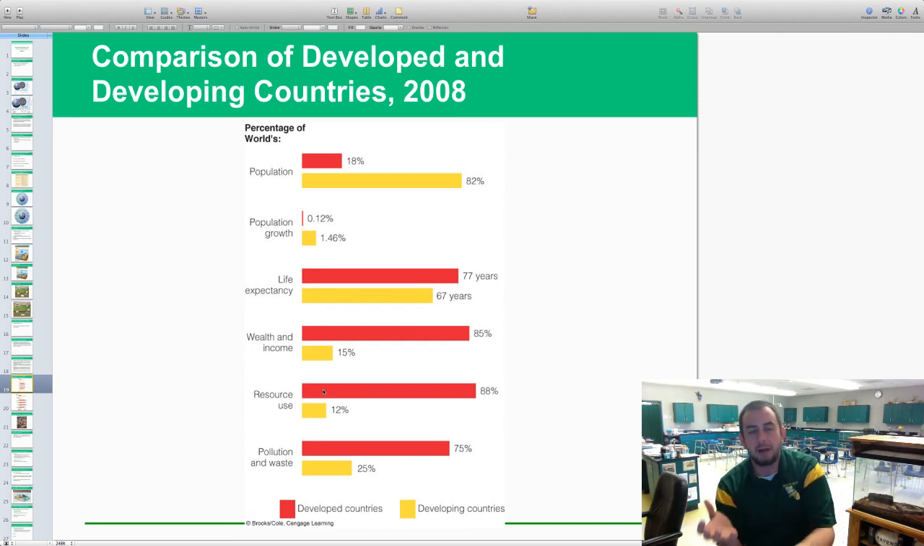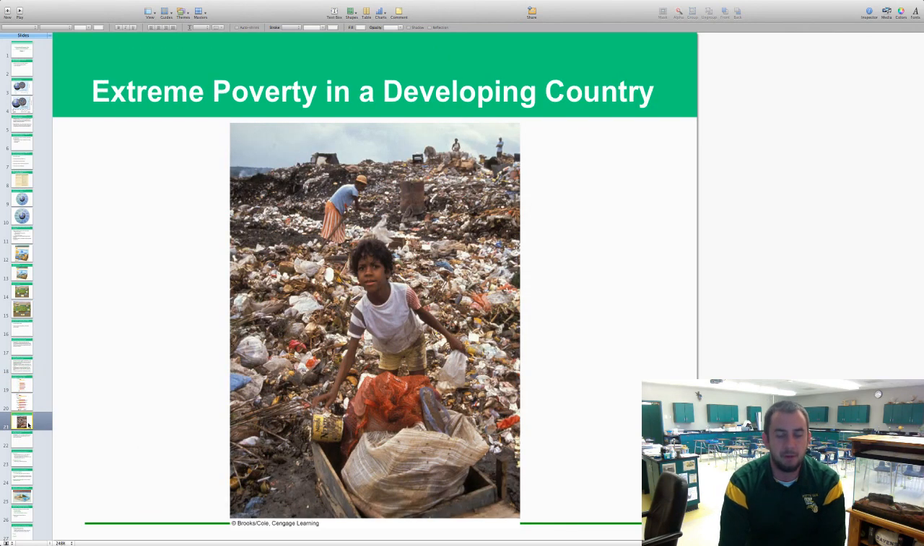And so that's really where a lot of our ecological as well as economic problems come from, because of those two things. So there's extreme poverty in developed countries. We're going to get to that all throughout this semester. That's one thing I want to talk about.